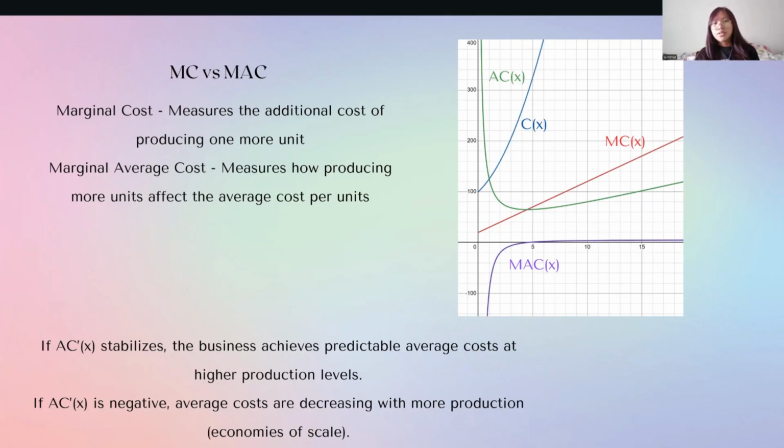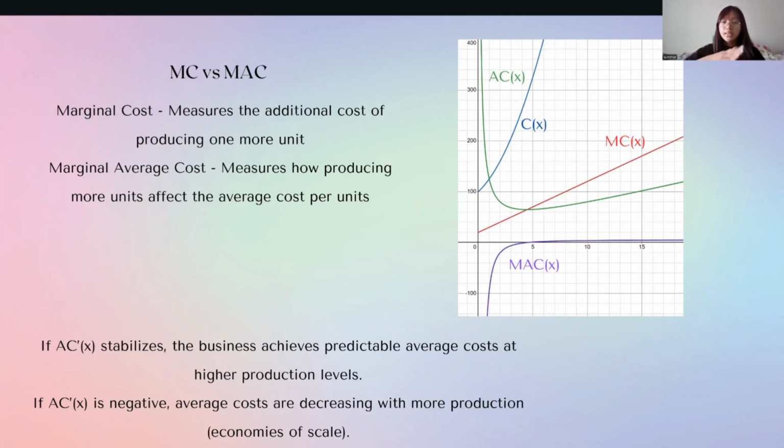Let's take a look at this picture to understand more about it. Here we can see the total cost function and the marginal cost function are the same as before. However, the average cost function decreases as production rises, and this is due to the fixed cost being distributed more equally amongst the products.